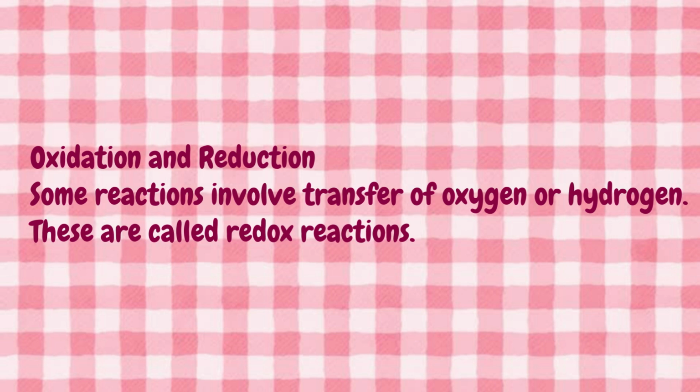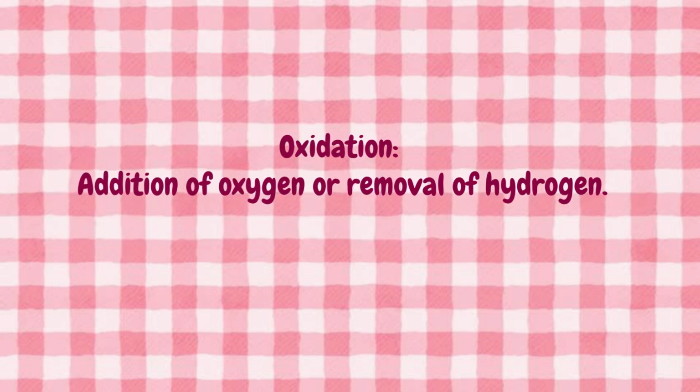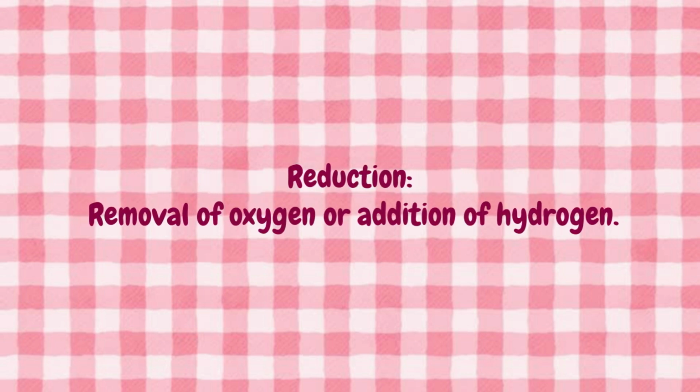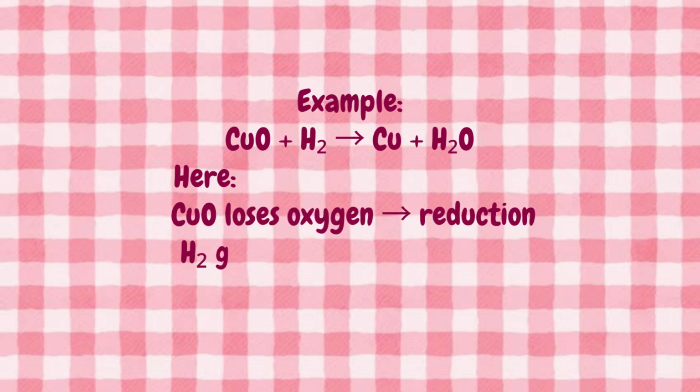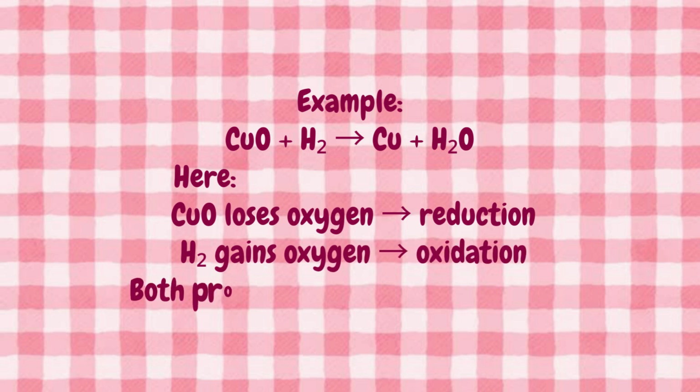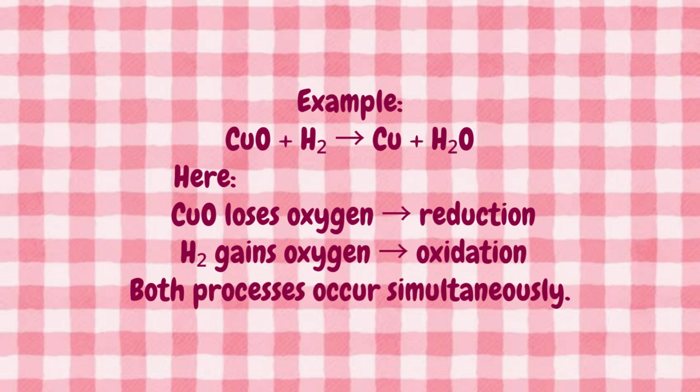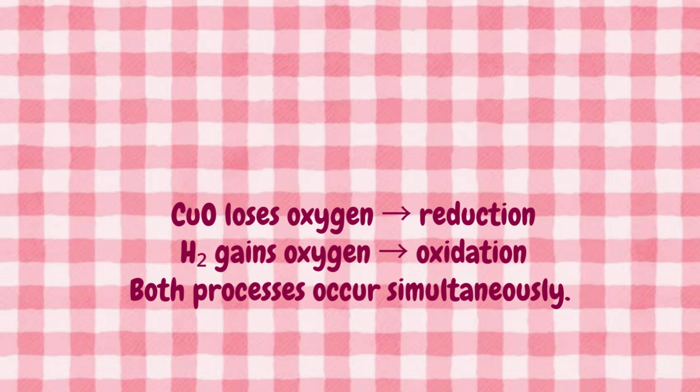13. Oxidation and reduction. Some reactions involve transfer of oxygen or hydrogen. These are called redox reactions. Oxidation: addition of oxygen or removal of hydrogen. Reduction: removal of oxygen or addition of hydrogen. Example: CuO plus H2, right arrow, Cu plus H2O. Here, CuO loses oxygen, reduction. H2 gains oxygen, oxidation. Both processes occur simultaneously.